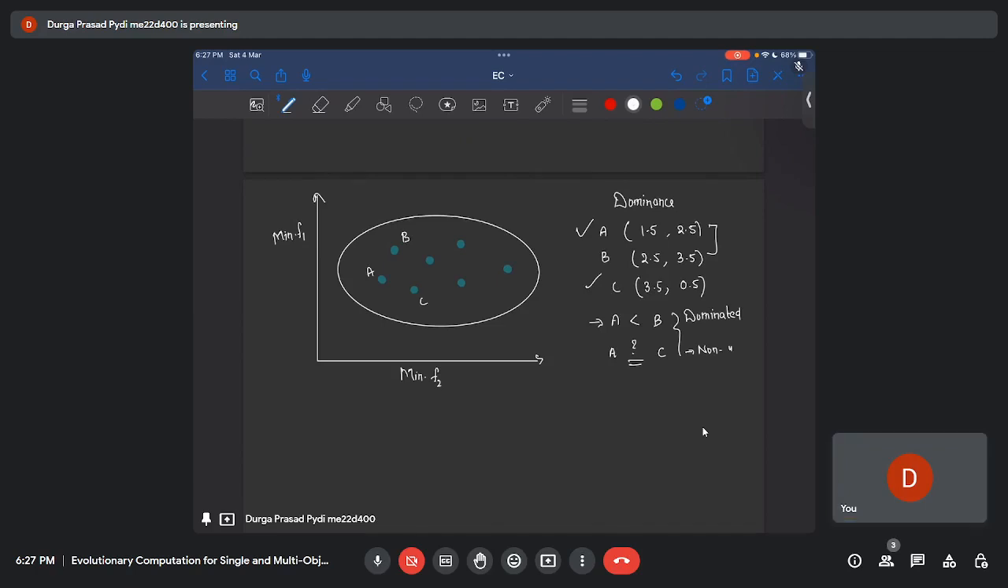So what is the meaning of non-dominating? You cannot compare both of them, so you are essentially calling them non-dominated. Dominated is essentially when one solution is dominating the other, in the sense that one is better than the other.